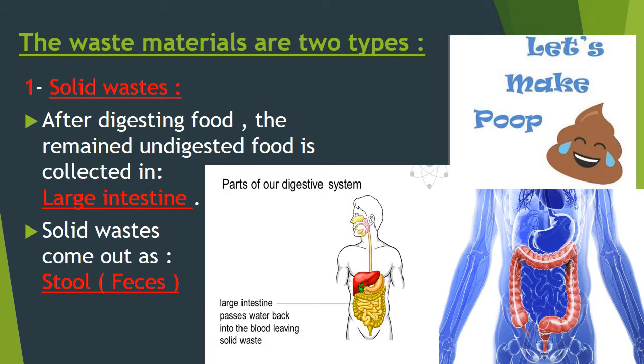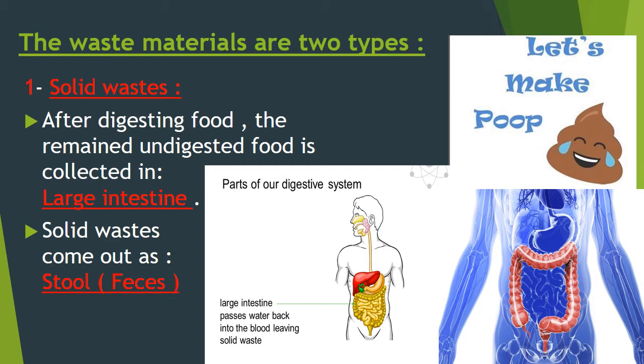So let's understand the types of waste materials, okay? We have two types of wastes that come out of our body. We have two types of wastes that we need to get rid of. First, let's talk about solid wastes. Solid wastes, you can see on the first picture up on the right what's meant by solid wastes, okay?